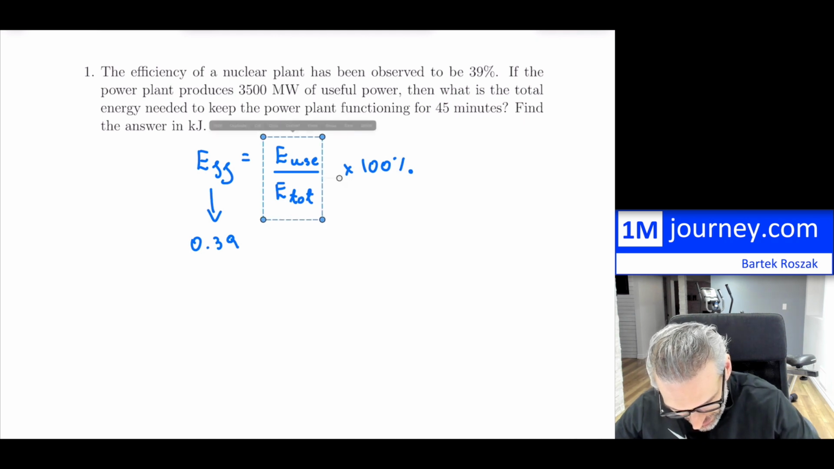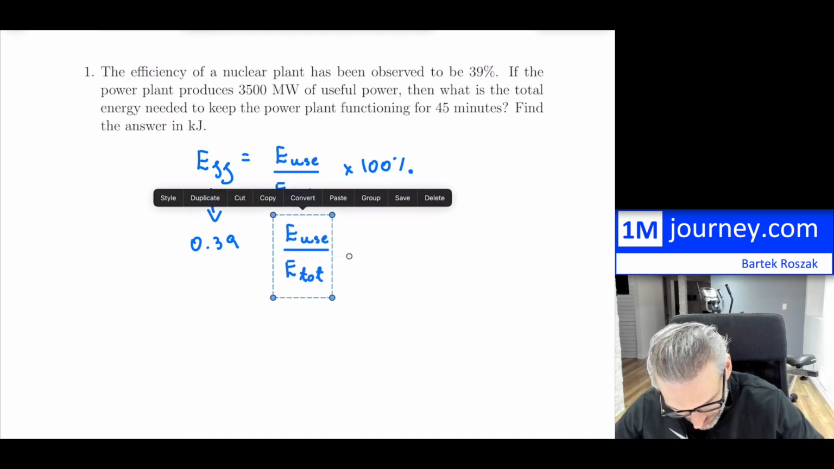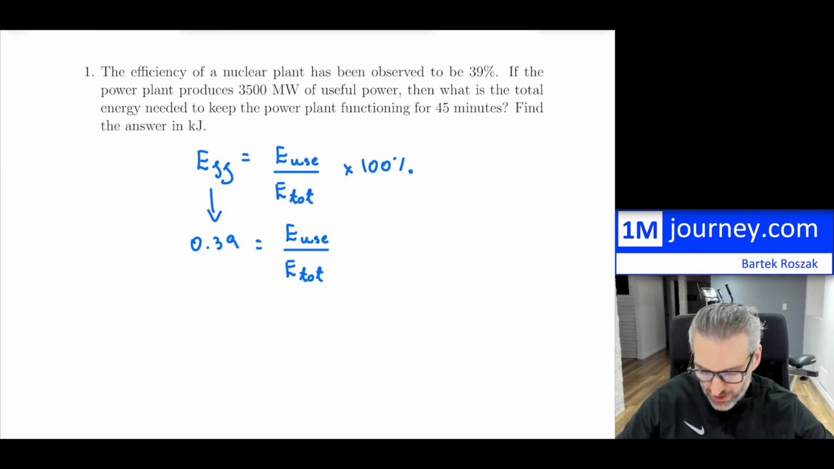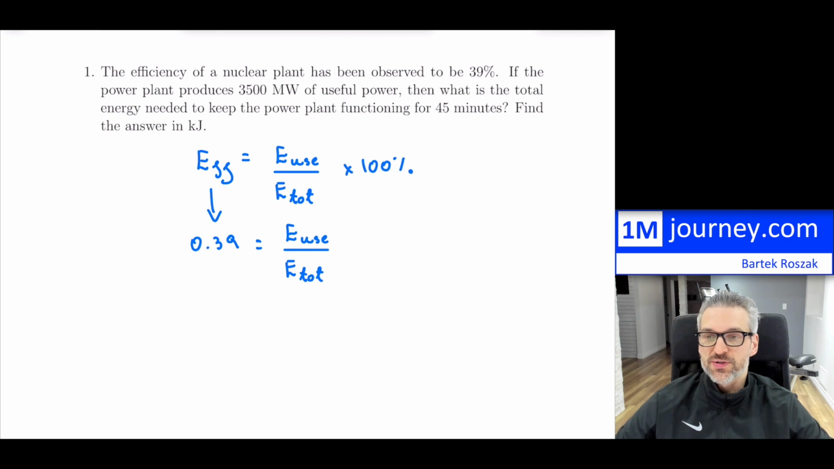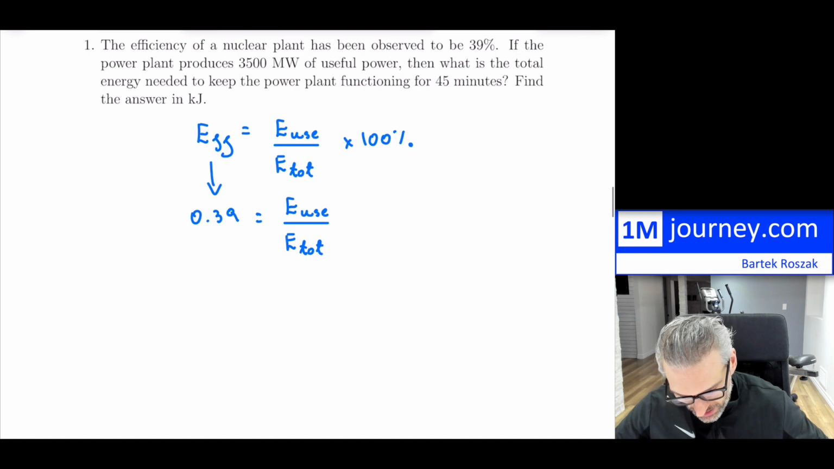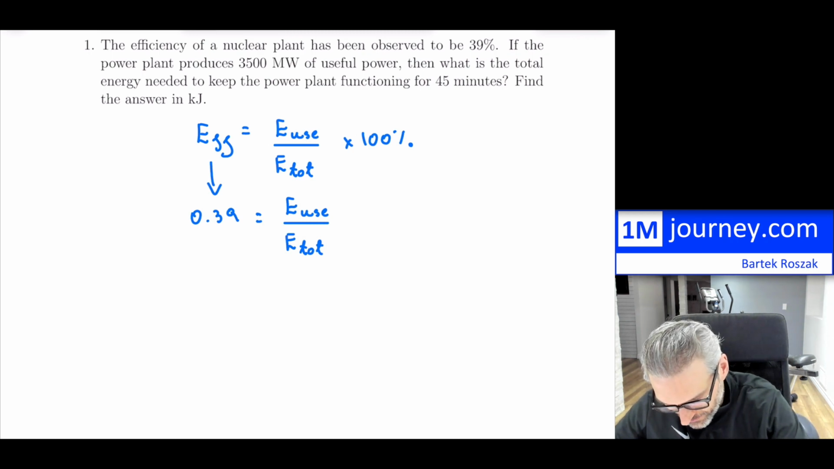And we have, so let's duplicate this just so that we have it in there. So that's what we have. Now, if the power plant produces, so that's quite a bit of power, 3,500 megawatts of useful power. All right, so useful power, so that means we can obtain the useful energy out of that.